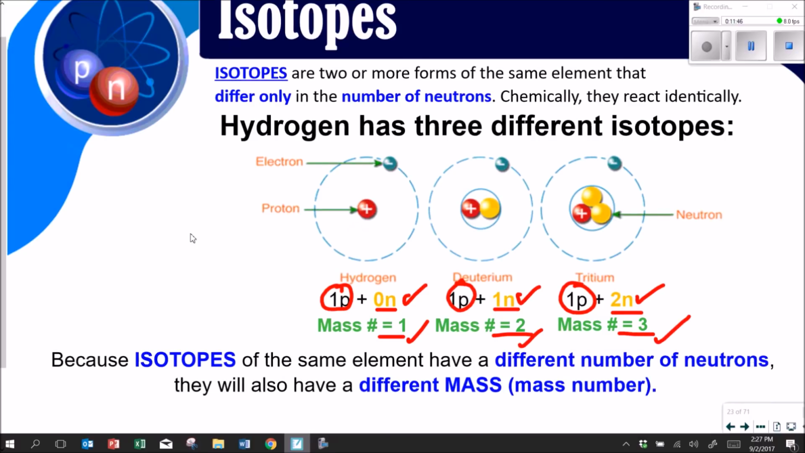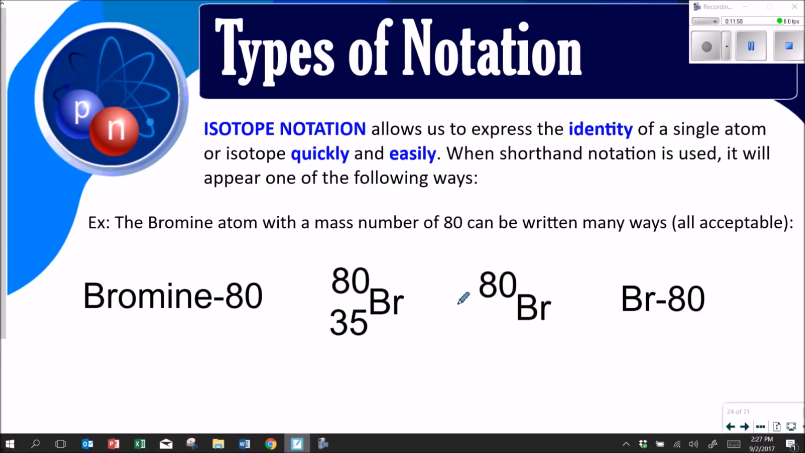So because isotopes of the same element have a different number of neutrons, they will also have a different mass or mass number. Isotope notation is a shorthand notation that allows us to identify an element when it is written in that shorthand form. So for example, if we have a bromine atom and we are told that the mass number of that isotope is 80, this can be written in several ways. You need to be familiar with all these isotope notations.